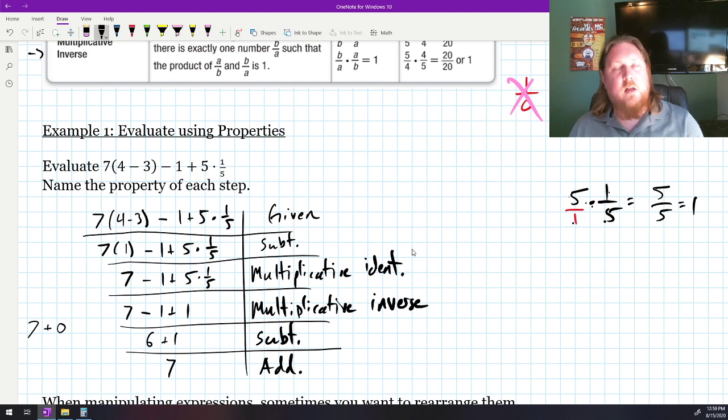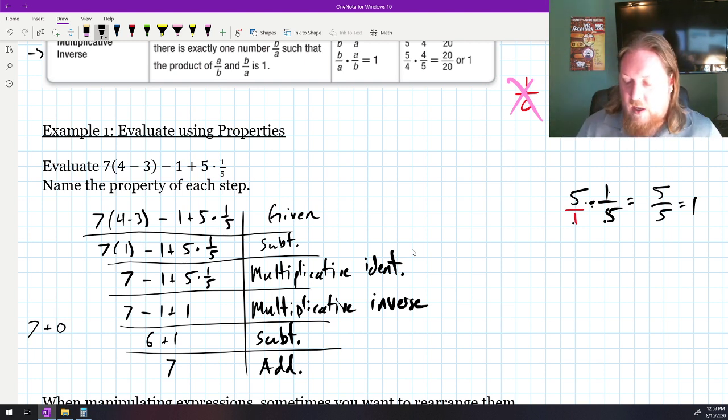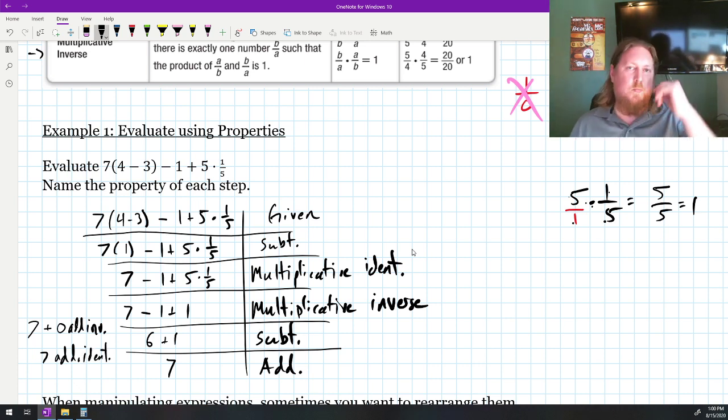Now, in the back of the book, they can probably combine the negative 1 and the 1 together, and you would have had the additive inverse, and then you would have added them together and gotten 7 and had the additive identity. So you can see there are multiple ways to do these problems.